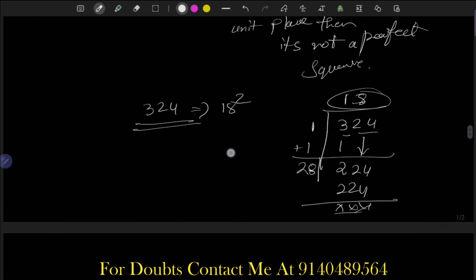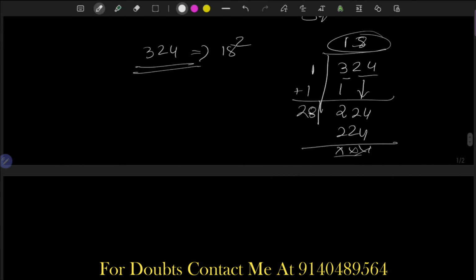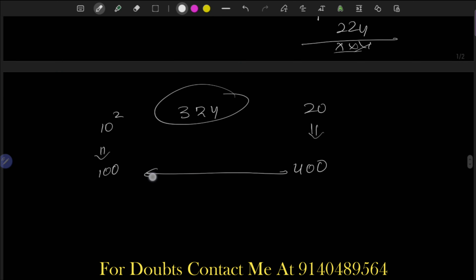But how to use your brain and logic to find this? So for that, what you have to do is, now you see 324. What is the square of 10? It is 100. 20 is 400. The 324 lies between these two numbers.